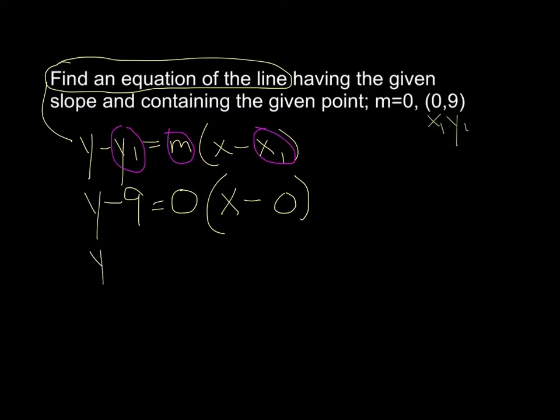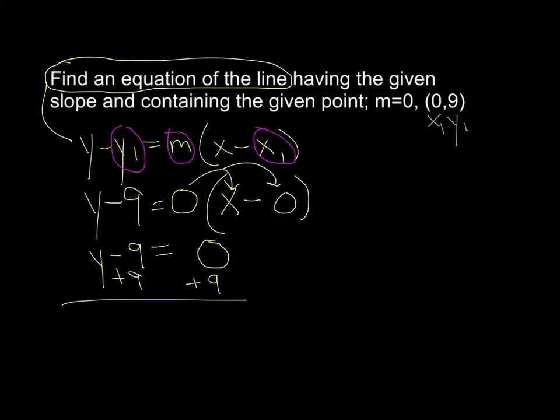So we've got y minus 9 on the left, distribute the 0. 0 times x is 0, 0 times 0 is 0. So everything over there just ends up being 0. And then our last step is to get the y by itself, so we're going to add 9. And that is it.